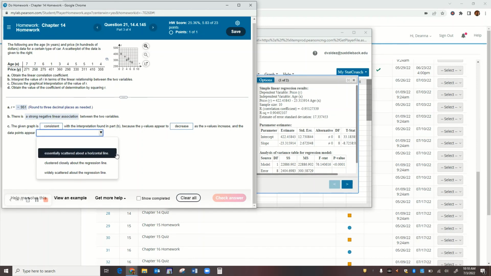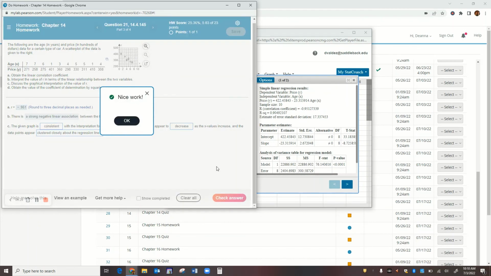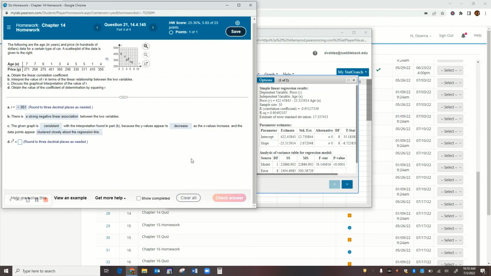No. Clustered closely about the regression line. That sounds good. I didn't graph the regression line, but if I did, they would be close. Or widely scattered. No, this was a strong relationship. So they're going to be close to that regression line. So let's check. We're so good. So that's pretty much it.